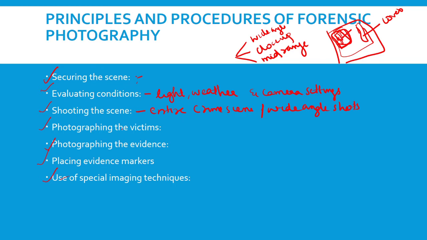The next, fourth one, is photographing the victims. While photographing the victims, the location, condition of the victim, etc. should be highlighted. You have to find out the location, then the injuries present on the body of the victim, and the condition of the victim: whether he is alive or dead, in what position he is lying, whether he is sitting, or whether he is on the bed.